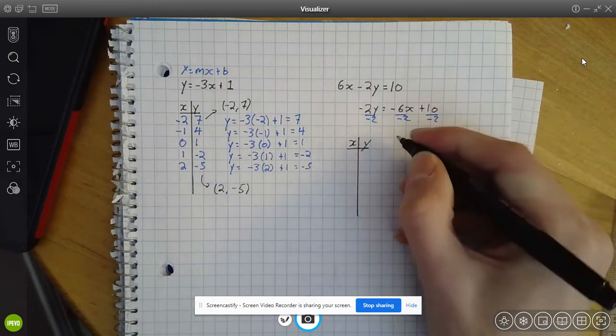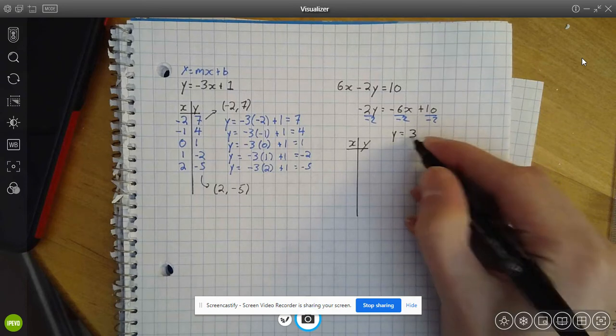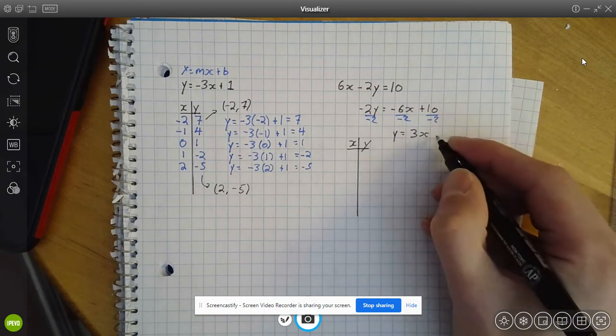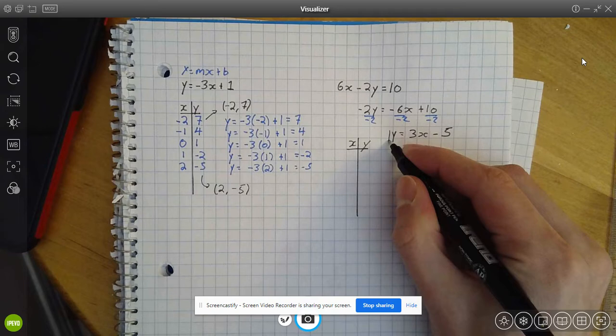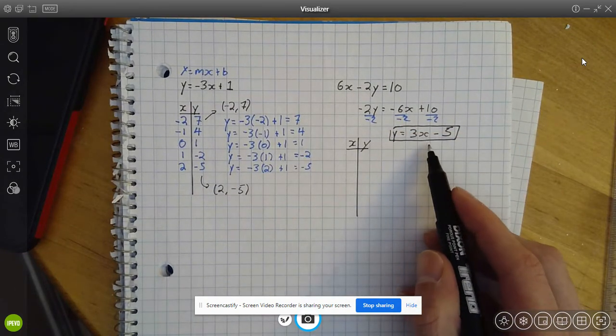So that's going to get me just y by itself. -6 divided by -2 will be +3x. And then 10 divided by -2 is -5. So now I have my equation in the form that we prefer, y equals mx plus b.